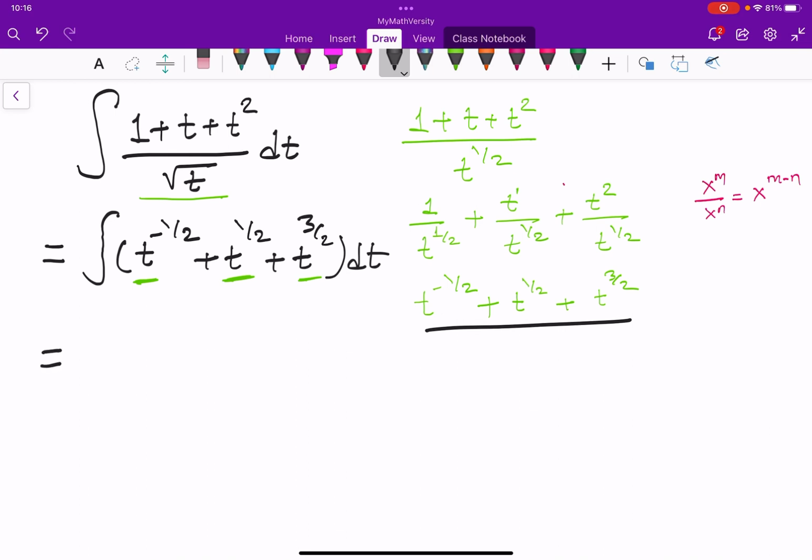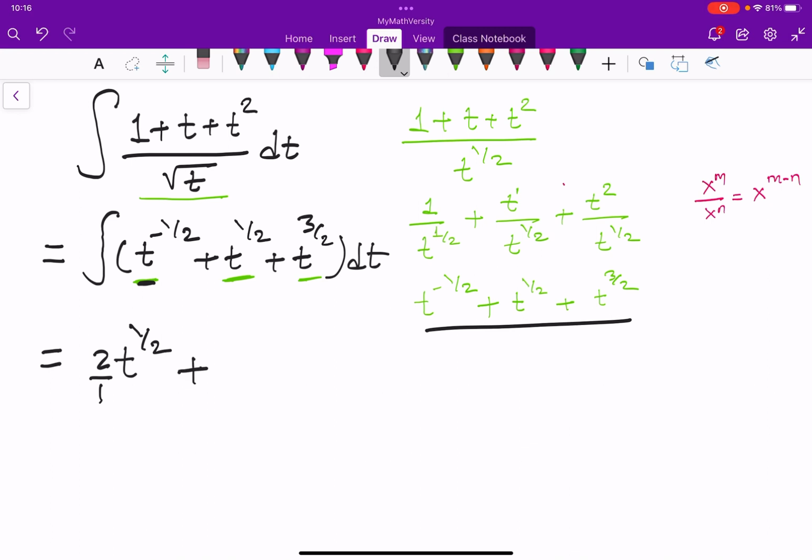Let's apply that. What is the antiderivative of t to the power negative 1/2? That will be t to the power negative 1/2 plus 1, and negative 1/2 plus 1 is just 1/2. The power rule also says to multiply by the reciprocal of that, so we get 2 over 1 times t to the power 1/2. That is the first term.